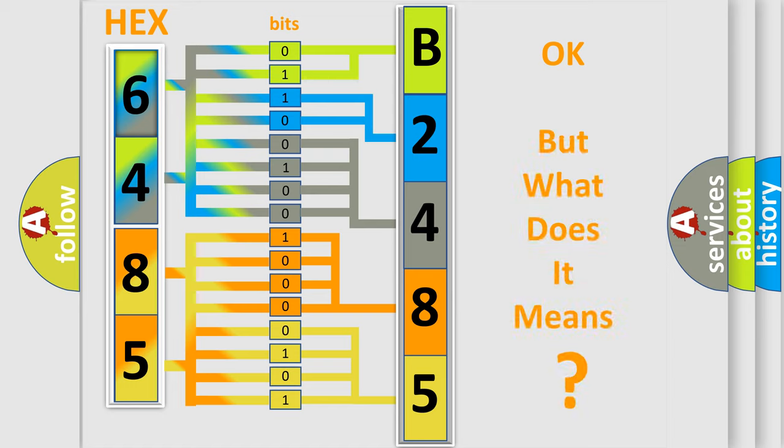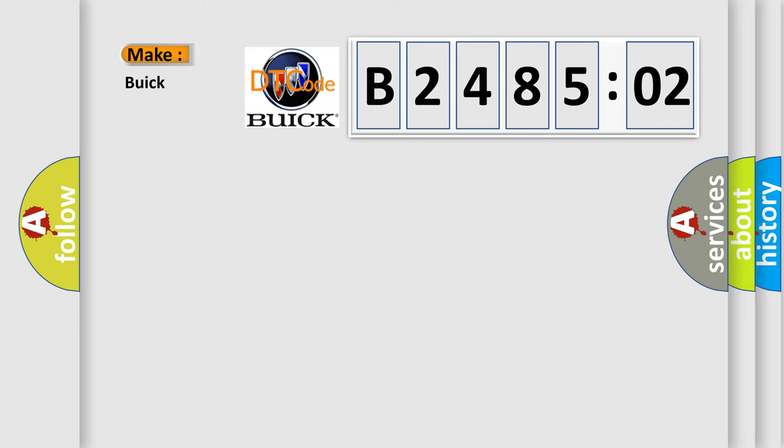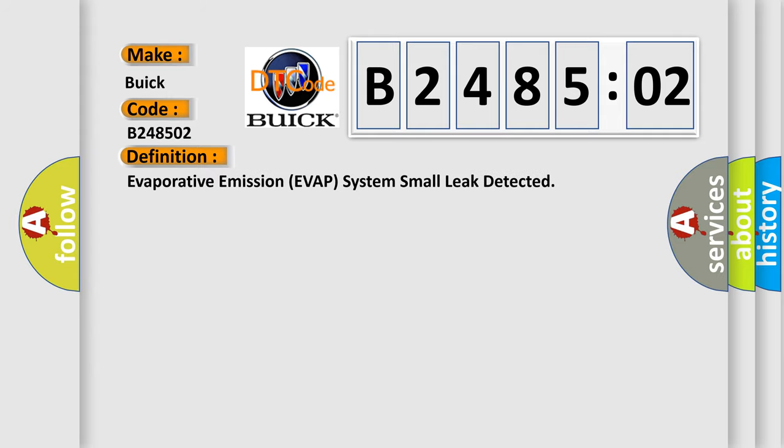The number itself does not make sense to us if we cannot assign information to what it actually expresses. So, what does the Diagnostic Trouble Code B2485-02 interpret specifically for Buick? The basic definition is: evaporative emission EVAP system small leak detected. And now this is a short description of this DTC code.